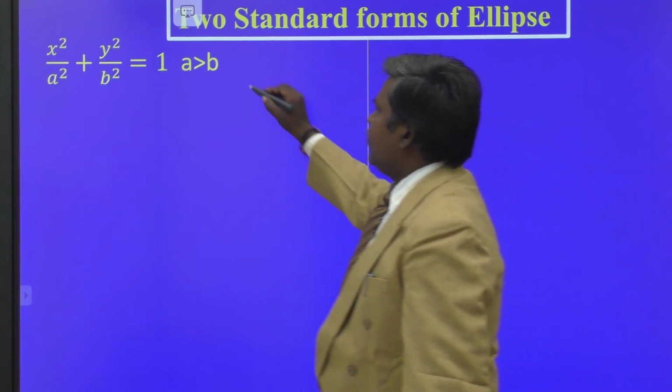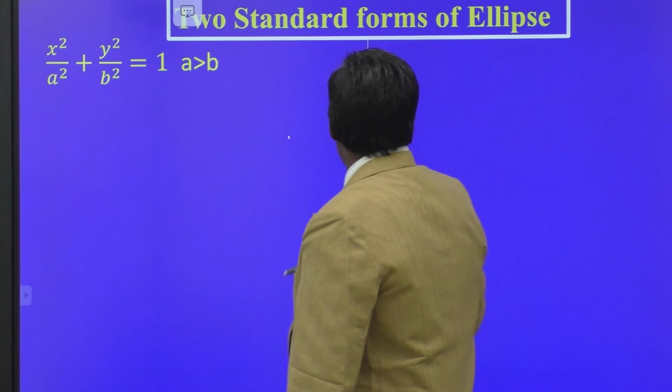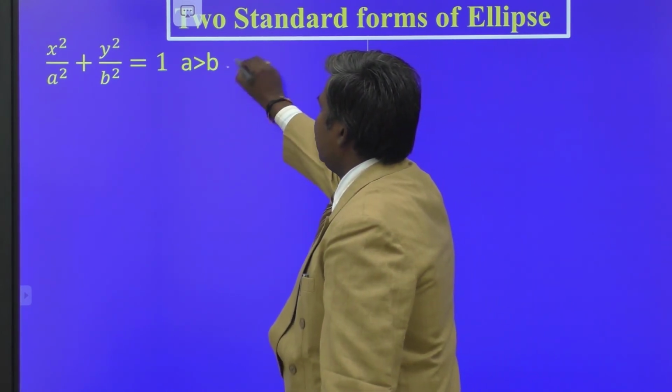See, this is the first form. x square by a square plus y square by b square is equal to 1, a greater than b.